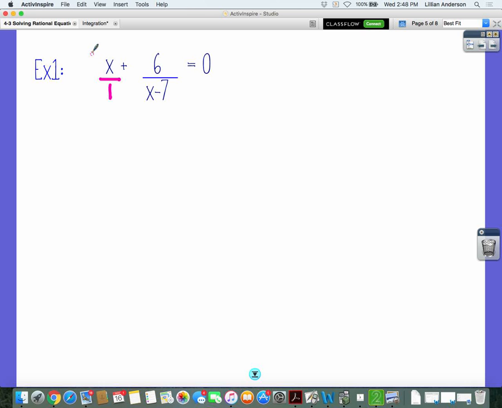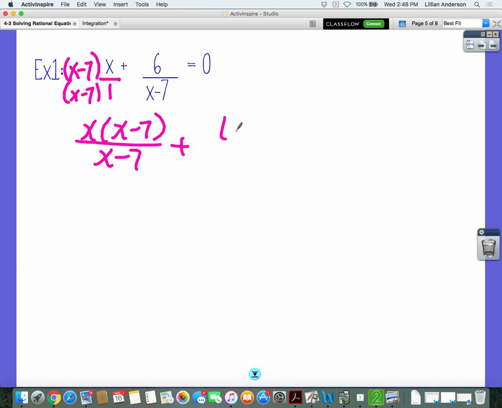So you can multiply x minus 7 to the top as well as to the bottom. So this turns into x times x minus 7 over x minus 7 plus 6 over x minus 7 equals 0.